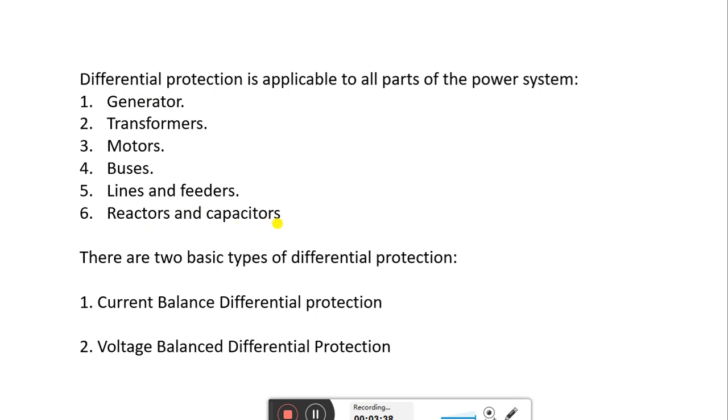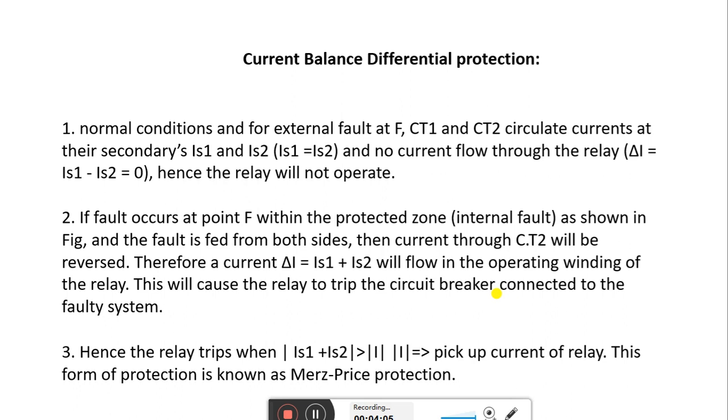It means the differential protection can be applied to the following areas as listed, a total of 6. There are two basic types of differential protection. First is the current balance differential protection and second is the voltage balance differential protection. We will discuss them one by one. First is the current balance differential protection.